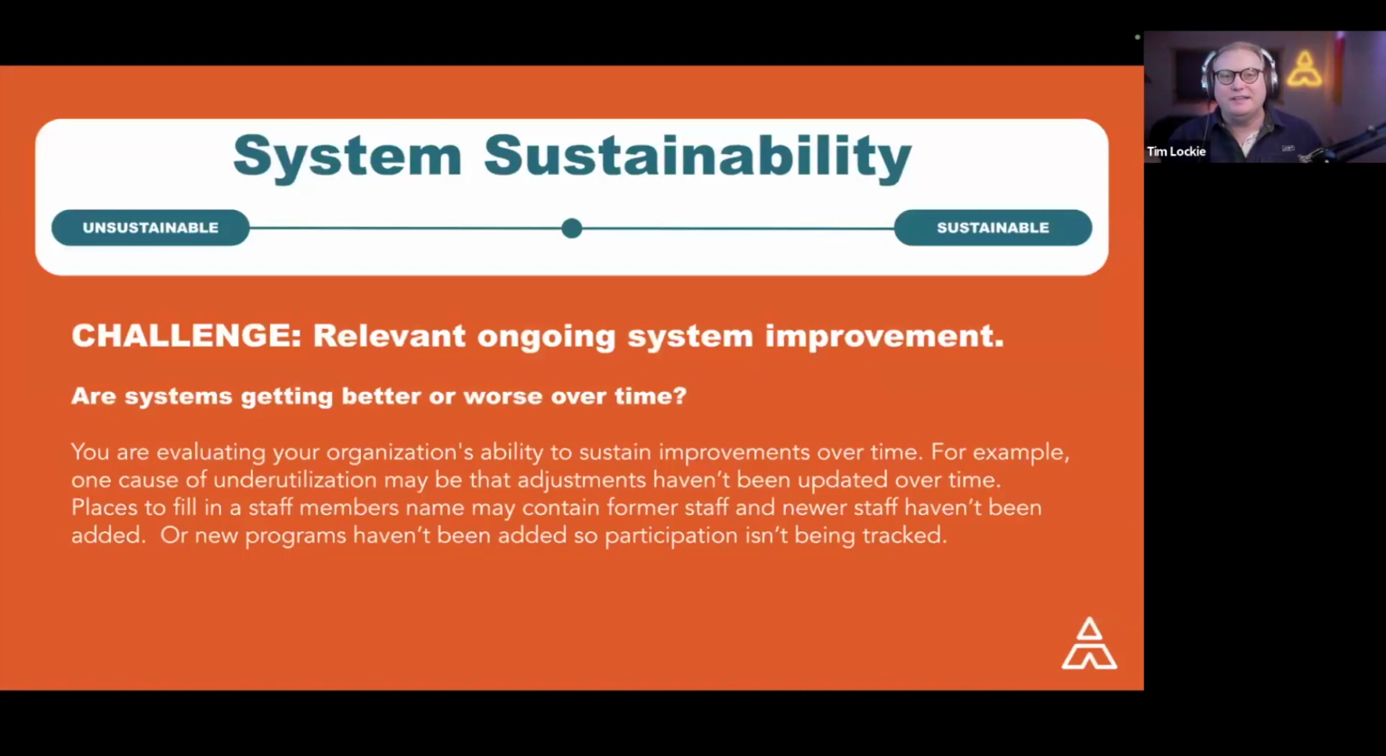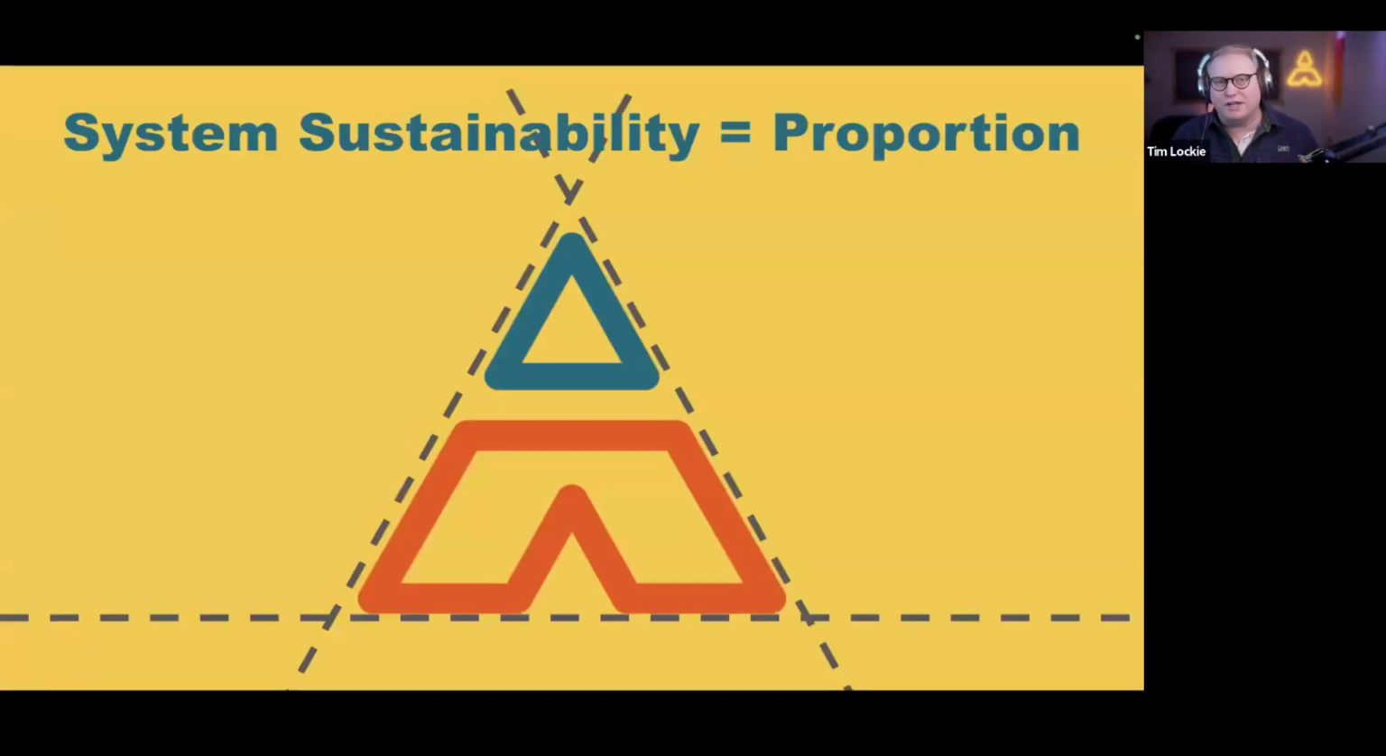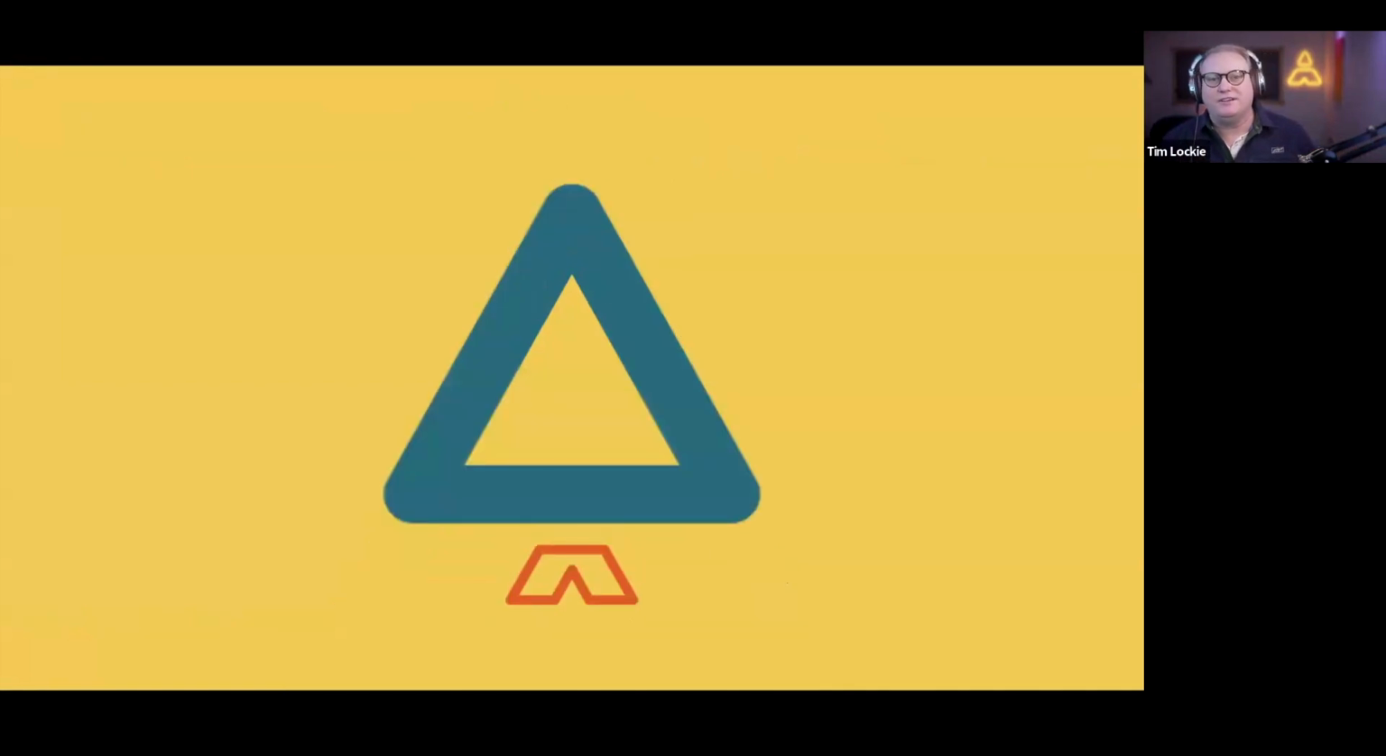System sustainability. This is, are you creating relevant ongoing system improvements? And the way I think about this is, are people complaining? Complaining is a sign of hope. And what you want to do in a system is get people to feel comfortable enough to complain. Because if they will, then you can keep shaping the data in the systems so that they are improving and working. When it comes to how I think about this, I think about it as keeping things proportional, right? And so when people say, hey, this isn't working for me, you can grow the system out in that area so that it will work.